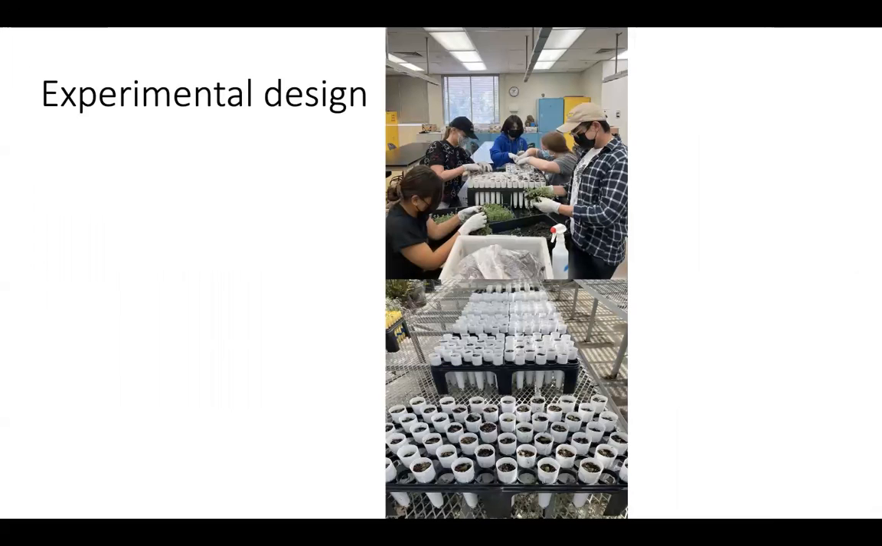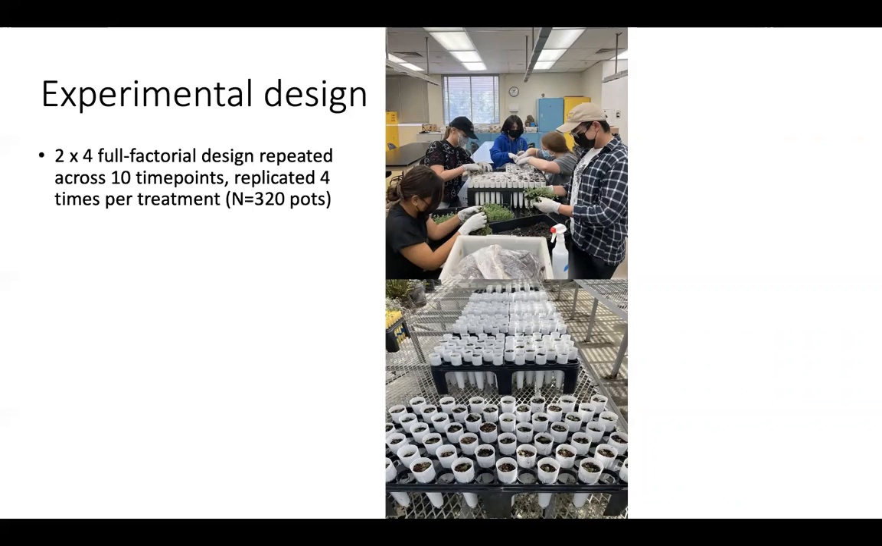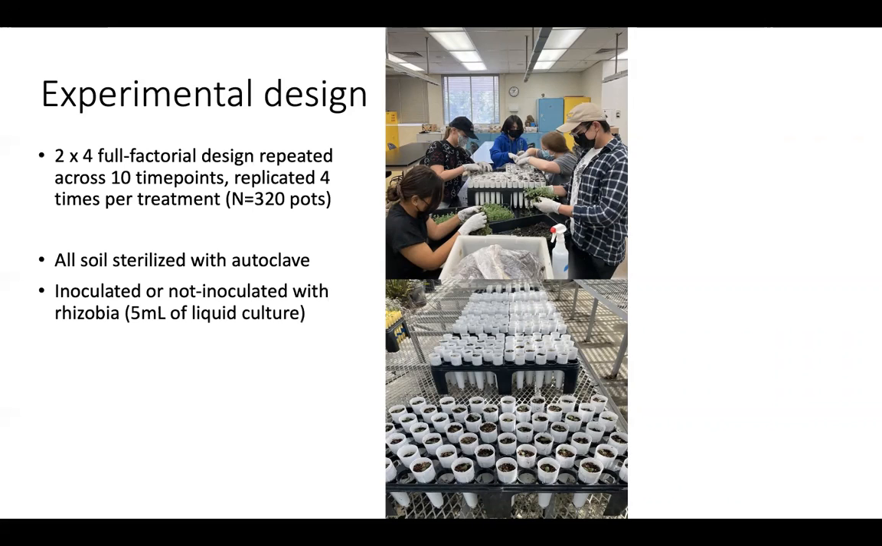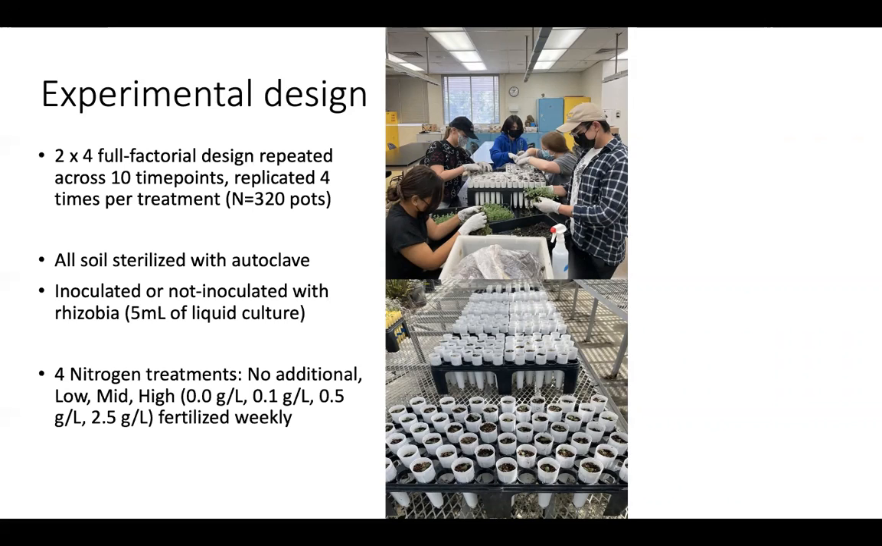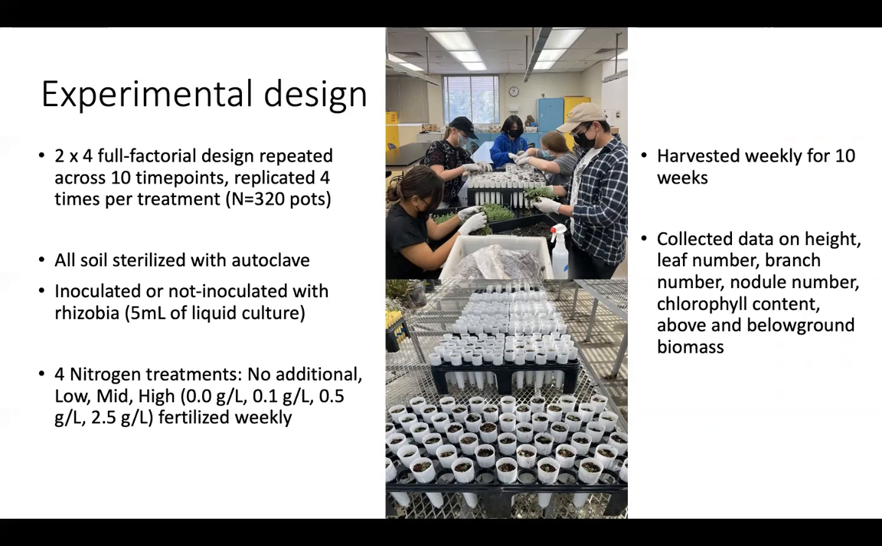To conduct this experiment, we ran a 2x4 full factorial design repeated across 10 time points and replicated 4 times per treatment for a total of 320 pots. To set this up, we sterilized soil, then either inoculated plants with rhizobia bacteria from a liquid culture or not inoculated. Then plants were fertilized weekly with one of 4 nitrogen treatments, either no nitrogen, a low level, mid-level, or high level. Plants were harvested weekly for 10 weeks.